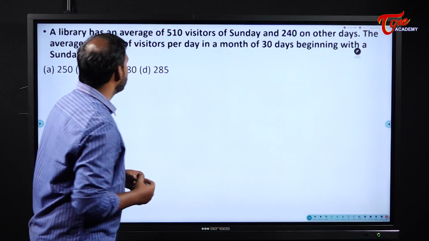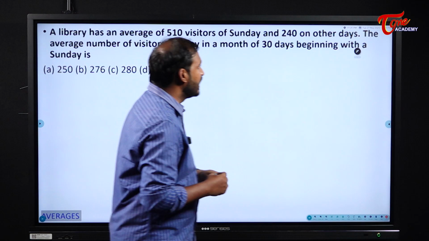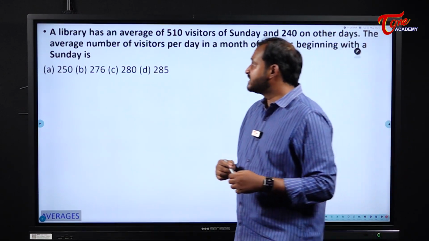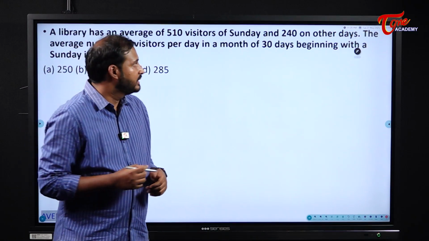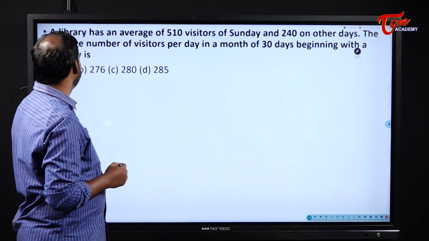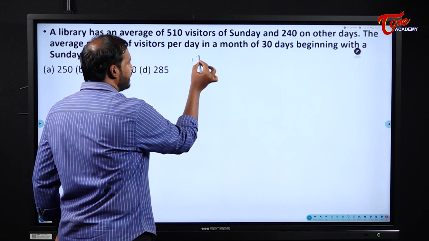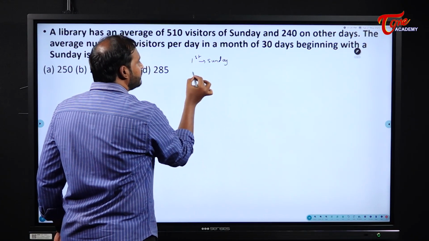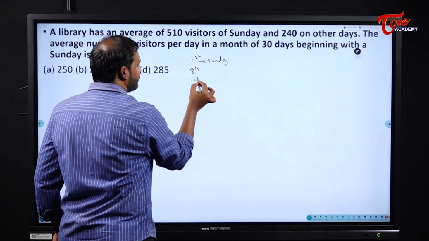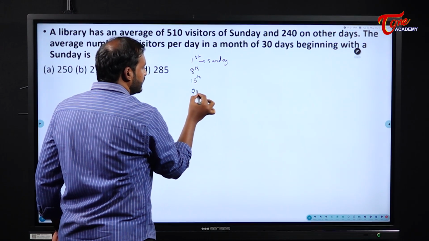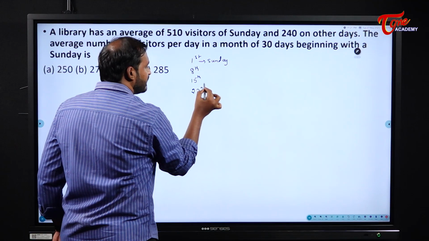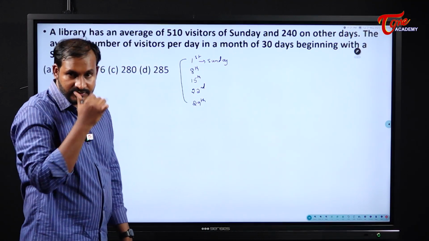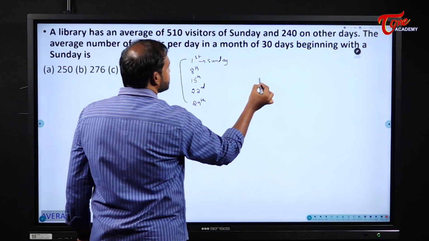The library has an average of 510 visitors on Sunday and 240 on other days. Okay. The average number of visitors per day in a month of 30 days beginning with a Sunday. If the first is Sunday, when will I have my next Sunday, students? 8th will be the next Sunday. Next Sunday will be 15th. Next will be 22nd. Plus 7, plus 7. Next will be on 29th. So total how many Sundays did I get here? 5 Sundays. So there are 5 days.